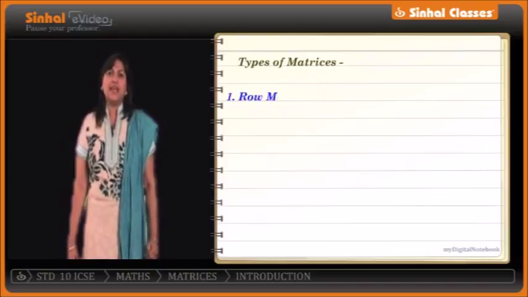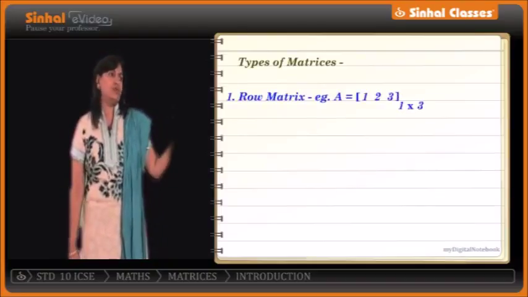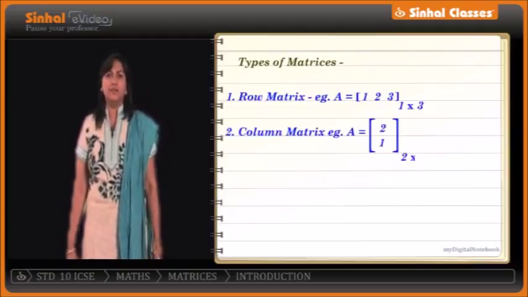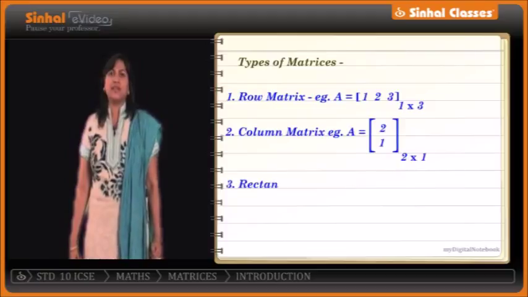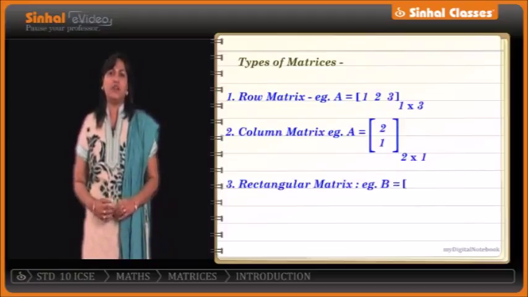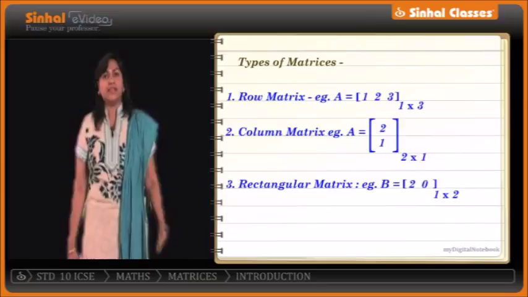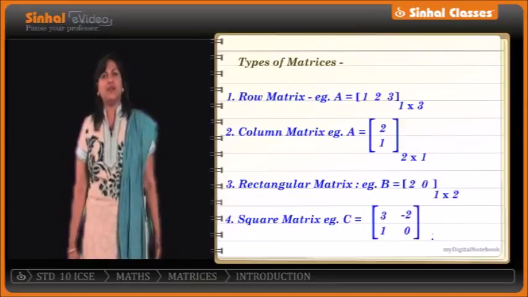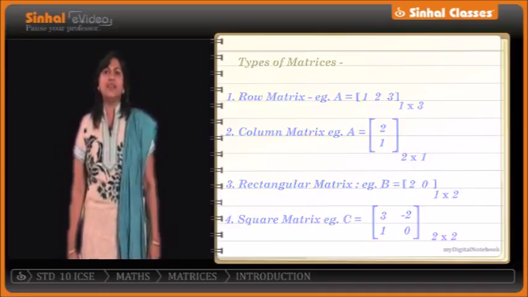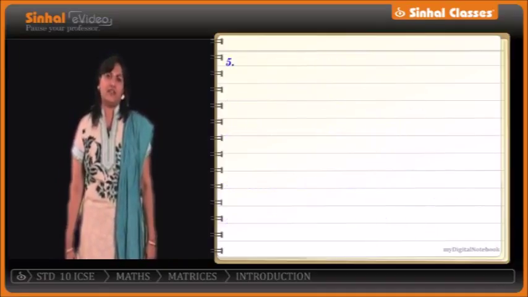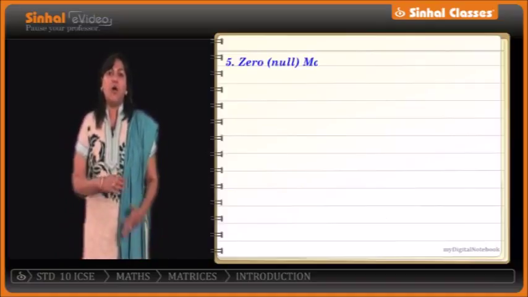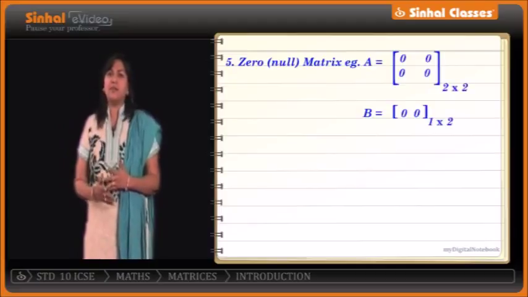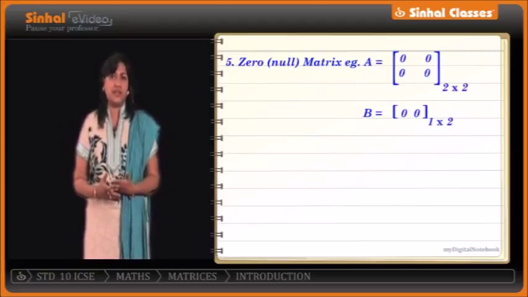Row matrix. It has only 1 row. Column matrix. It has only 1 column. Rectangular matrix. It has unequal number of rows and columns. Then we have square matrix. It has equal number of rows and columns. Next we have zero matrix or null matrix. This has all elements as 0. This could be either a rectangular matrix or a square matrix.